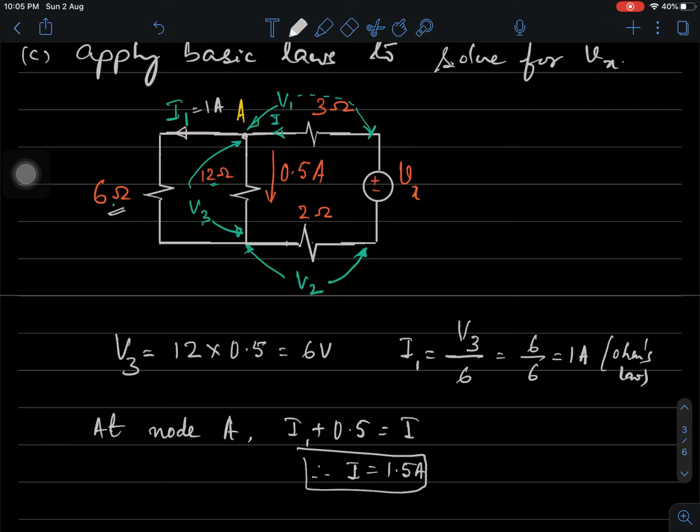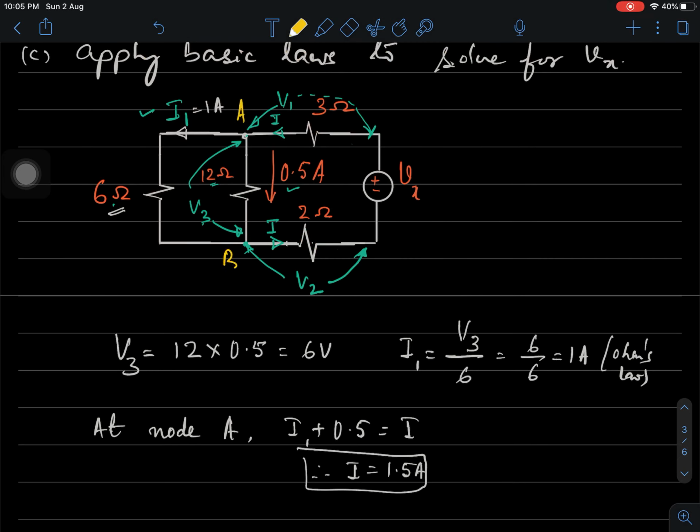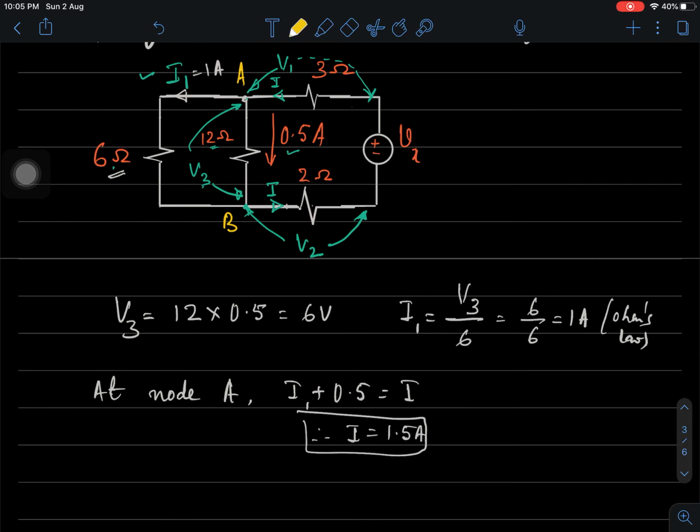Now if I is flowing there, what is the current through this? This has to be I, because the current at junction A splits into 0.5 amperes and I1, because the 12 and 6 are in parallel. The same two currents recombine at node B, or junction B. So I is the current that returns from B. Same logic we use, and then we determine V1 and V2.